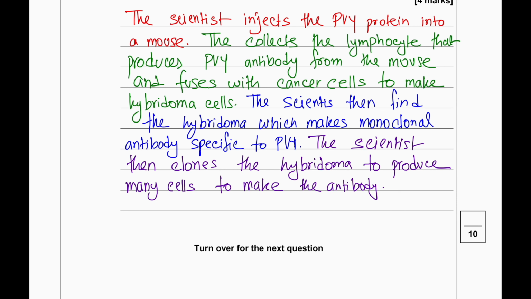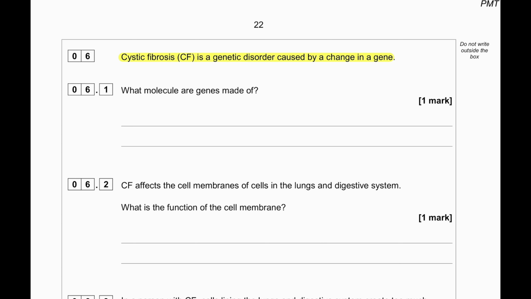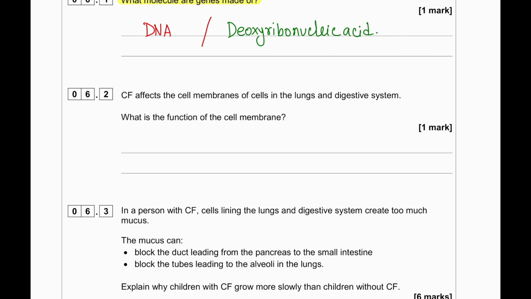Cystic fibrosis is a genetic disorder caused by the CFTR gene. What molecules are genes made of? We know that genes are made of DNA, which stands for deoxyribonucleic acid. CF affects the cell membranes of the cells in the lungs and digestive system. What is the function of the cell membrane? Generally, the function of a cell membrane is to control whatever enters and exits the cell. So we will say it controls the movement of substances in and out of the cell.